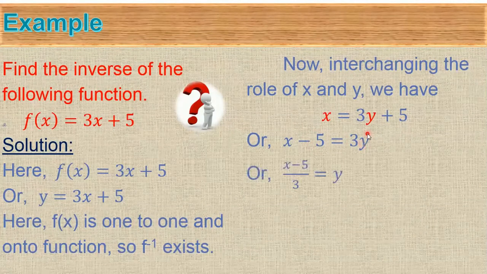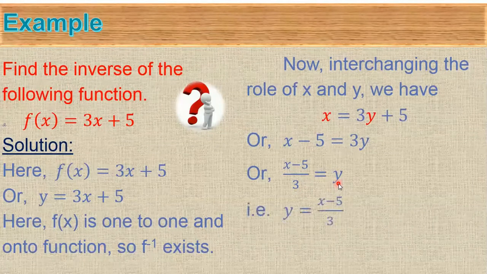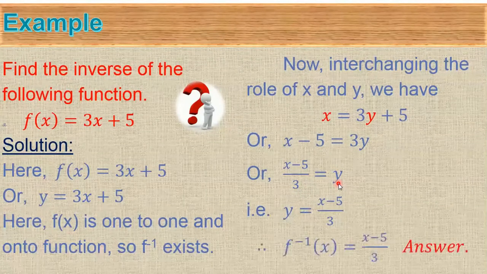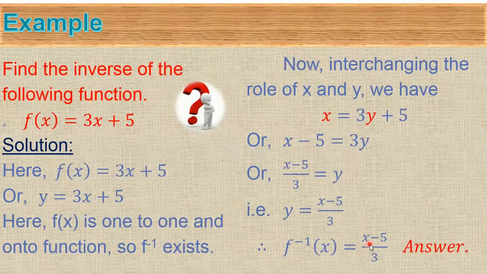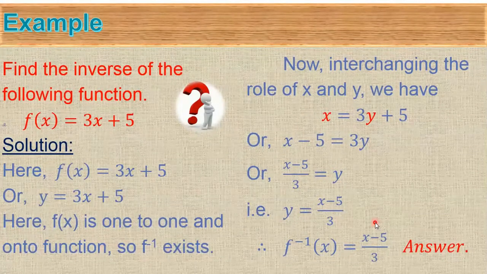And further, if you want to find the value of y, then the 3 goes to the left hand side, will divide, then y equals x minus 5 by 3. So this is finally f inverse x. This is f inverse x equals x minus 5 by 3, which is your answer. So in this way we can find the inverse function of fx, given fx.